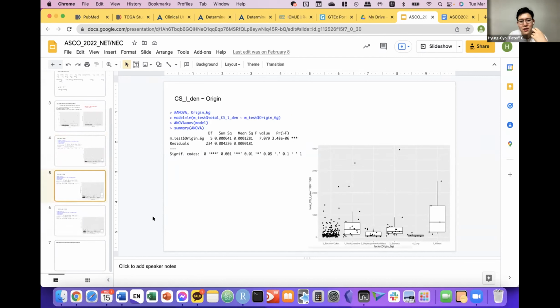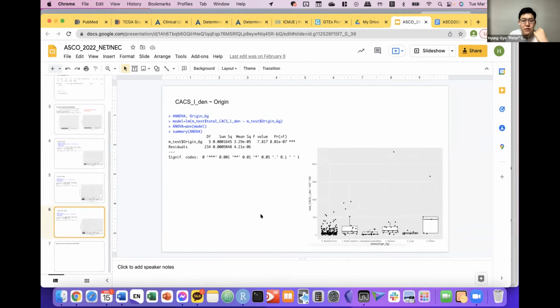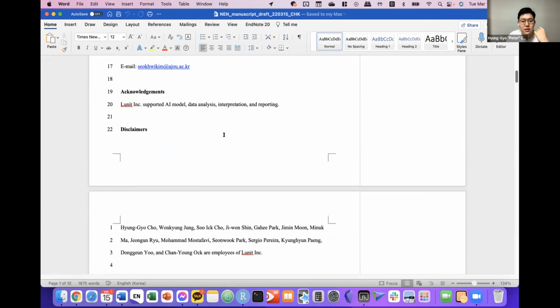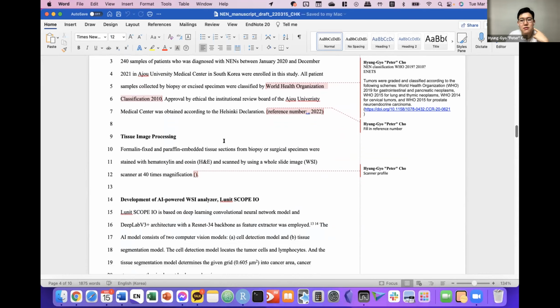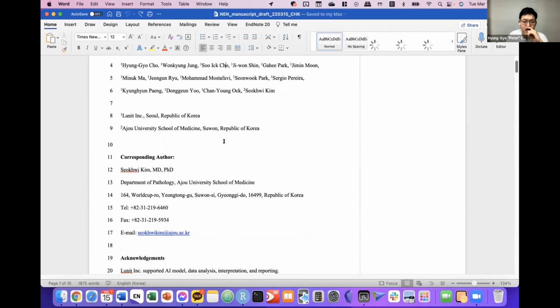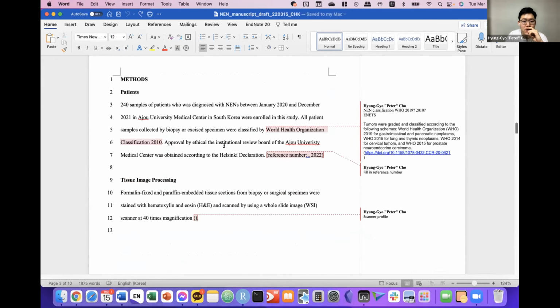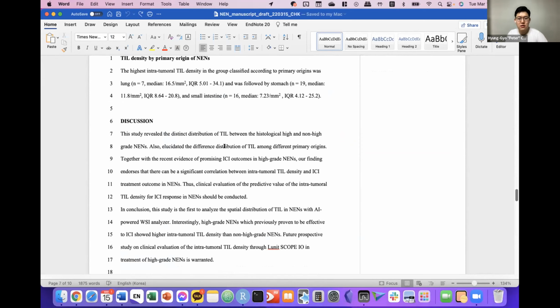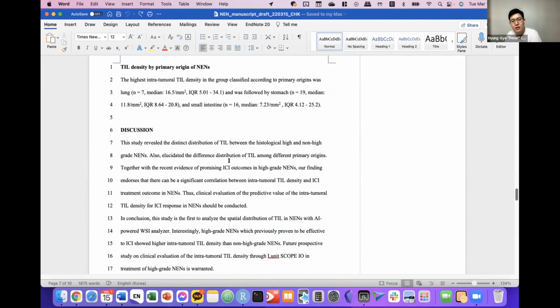So this wouldn't be an original article. We are targeting a commentary in JCO PO. We are just writing up the manuscript. So yeah, waiting for the IRB approval from the university. Yeah, it's quite a short result, but very meaningful.